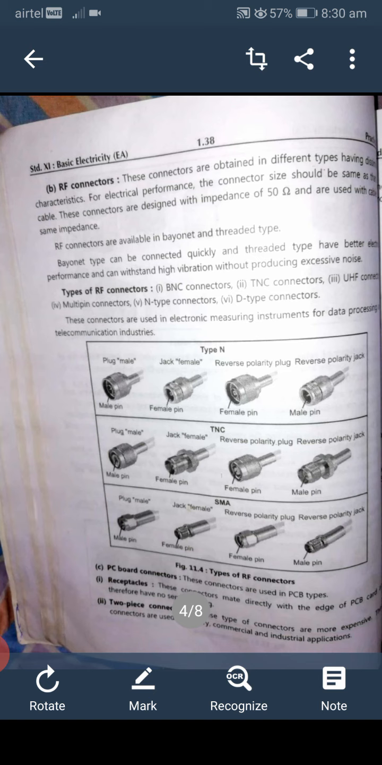PC board connectors. These connectors are used in PCB types in printed circuit boards. Receptacle: these connectors are made directly with the edge of the PCB card and therefore have no separate plugs. Two-piece connector: this type of connector is more expensive. These connectors are used in military, commercial and industrial applications.